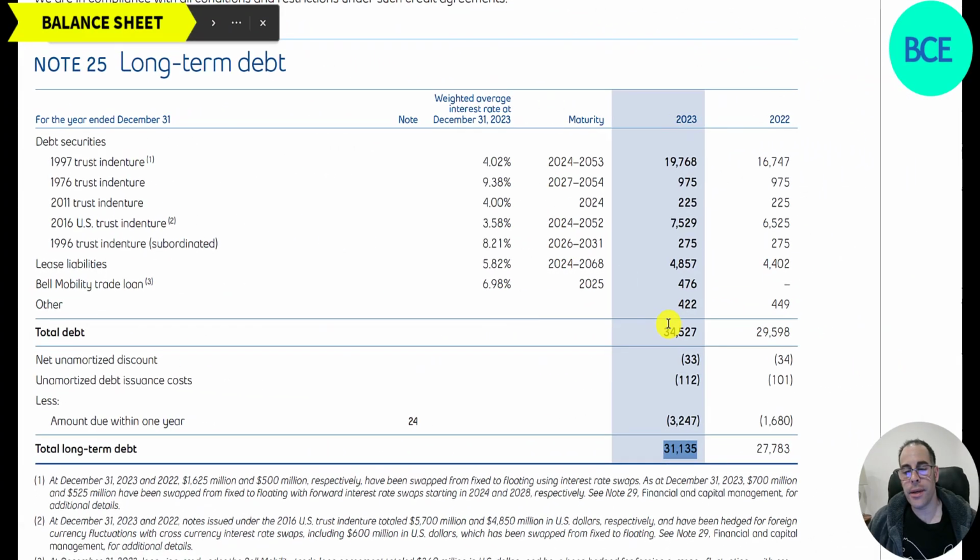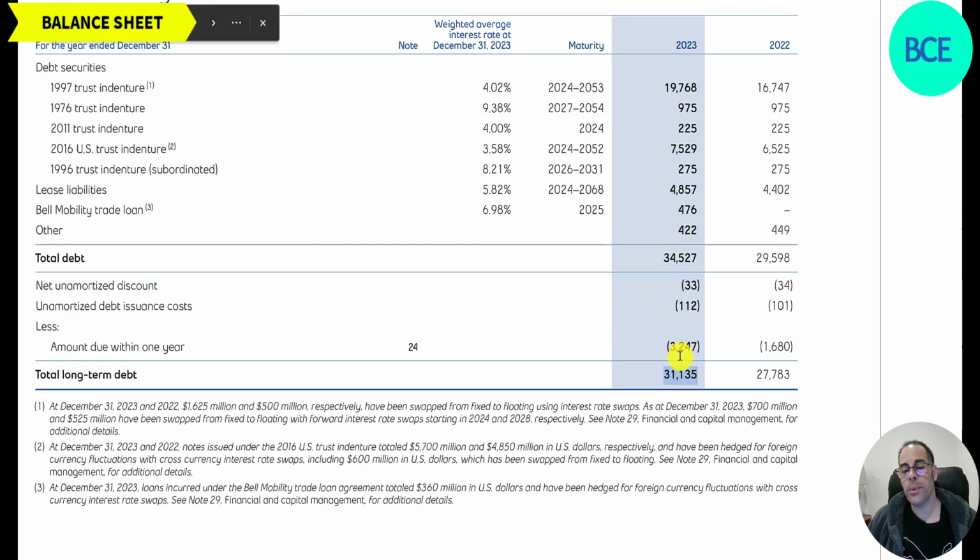Here's a breakdown of the debt. 20 billion has a maturity between 2024 and 2053. Not that much information. They do pay a low rate, 4%. 1 billion, they pay a high rate, 9%. They pay a low rate on this, 3.5% on 7.5 billion. They have lease liabilities of 5 billion. They pay 5.8%. This is when they lease assets from other companies.